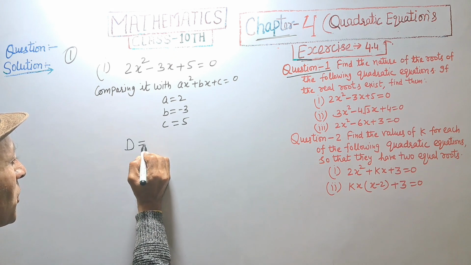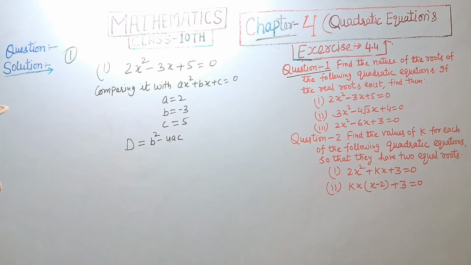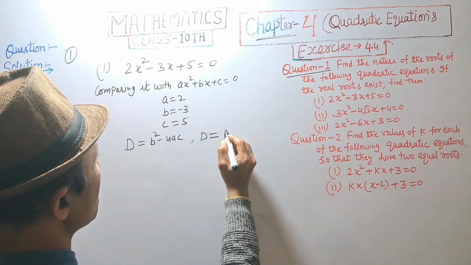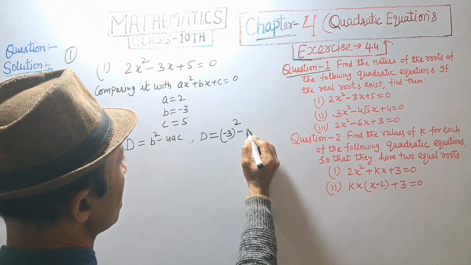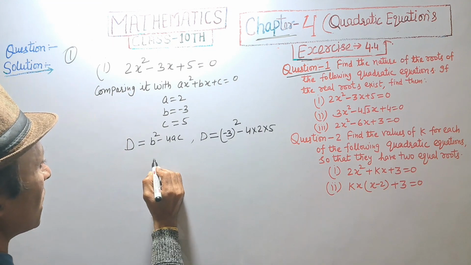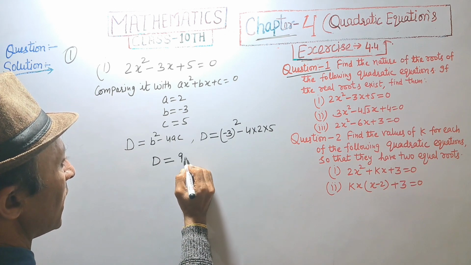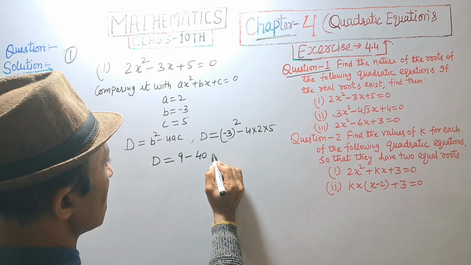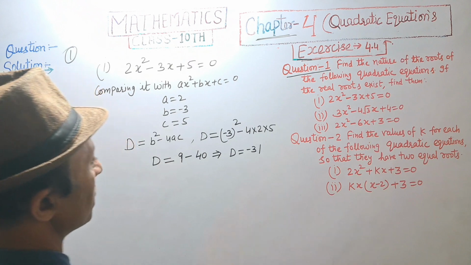Discriminant D is equal to b square minus 4ac. D is equal to b is minus 3 square minus 4 into a is 2 and c is 5. So D is equal to 3 3s are 9 minus 40. This implies D is equal to minus 31.